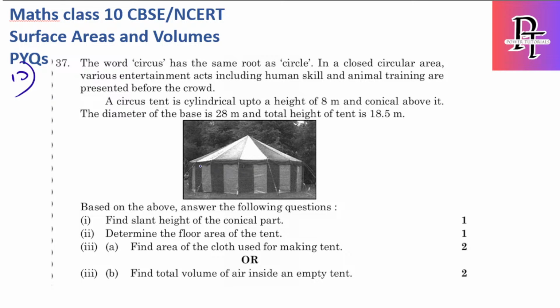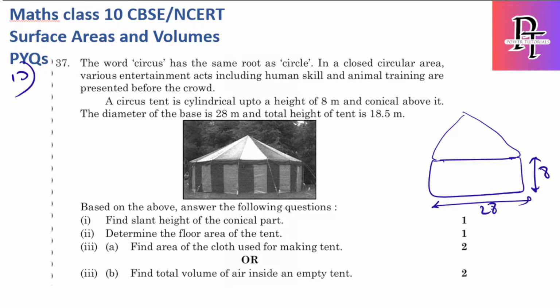Okay, so if you see here, we have a cylinder at the bottom and cone at the top. So I can draw this diagram like this. We have a cylinder, and then we have a cone. Cylinder up to a height of 8. So this is the height of cylinder, and then we have a cone above it. The diameter of the base is 28. So diameter is the entire part, which is 28. So I can say the radius is 14 meters, 8 meters is the height, and above it we have a cone.